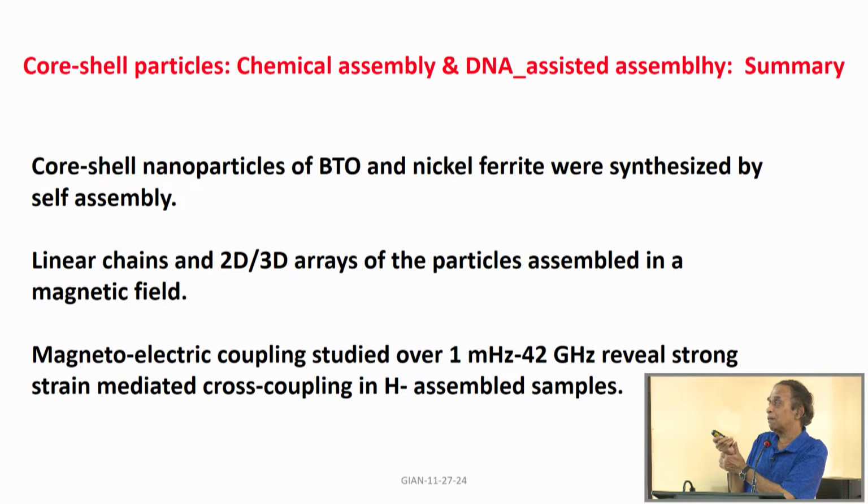From the values that we got, we infer that there is indeed a strong magnetoelectric effect, but not with a strength anywhere close to bulk thick films or thin films of these composites. So that is the take-home message from this effort. And I'll answer any questions you may have.